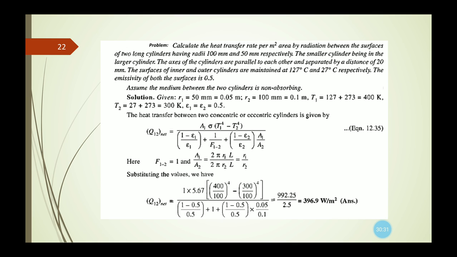The axes of the cylinders are parallel to each other and separated by a distance of 20 mm. The surfaces of the inner and outer cylinders are maintained at 127 degree centigrade and 27 degree centigrade respectively. The emissivity of both surfaces is 0.5. We need to assume that the medium between the two cylinders is non-absorbing.